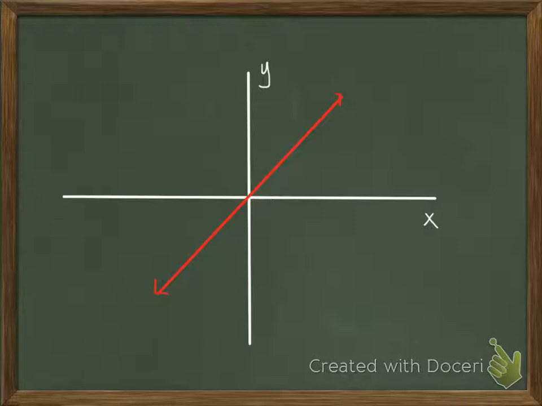You could also have a function that looks like this. Horizontal lines are functions. Unlike vertical lines, which is the opposite, horizontal lines are functions. Okay.